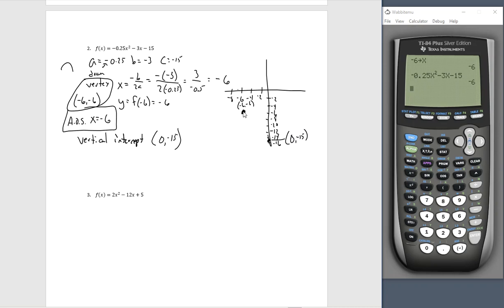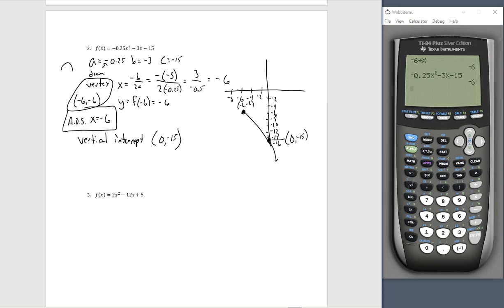Now, we know this graph opens down, and we know it's about that wide right now. If you miss a point, make it bigger. It's all good. Close enough is good enough. But you see, we don't have any x-intercepts. This graph is never going to cross the x-axis. So if you use x-intercepts regularly to sketch your parabolas, you're going to have some where that's just not helpful.